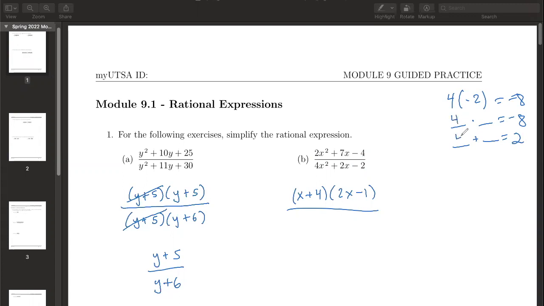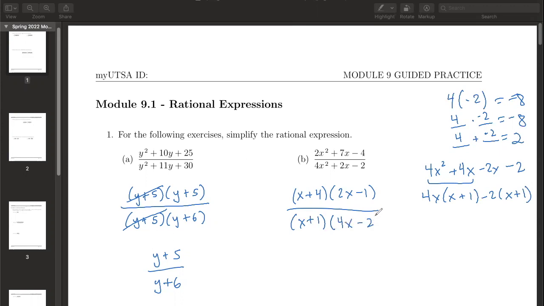And since the 2 needs to be positive in the end when we're adding, that means 4 needs to be the positive one. So again, I almost just skipped ahead, but we actually got to write this out now. Or -2, sorry. And then factor by grouping. And so this one factors into x plus 1 times 4x minus 2.